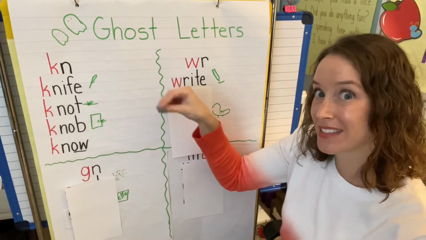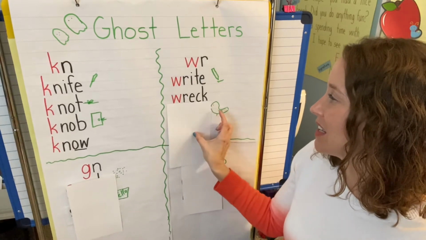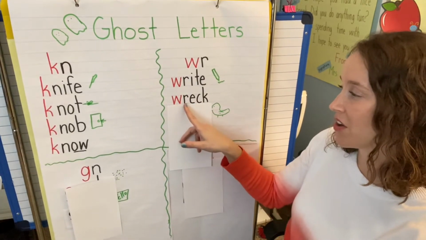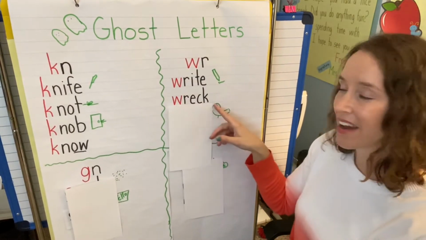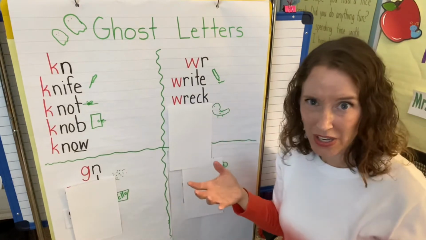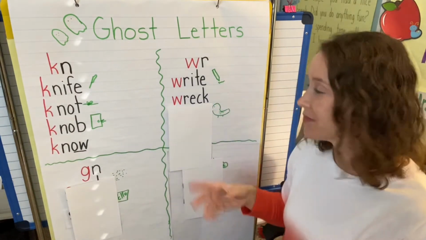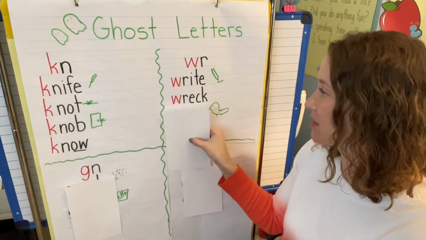Like I can write a story. Okay. W is silent. WR, right? Go right to the R. If I wrecked your toy, right? If I wreck something, it's like, I wreck it. I destroy it. Wreck. Quiet W in the beginning.